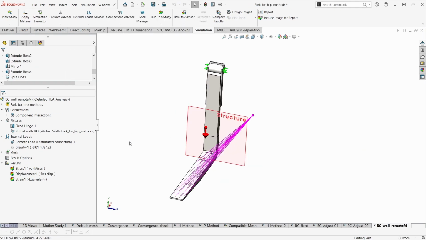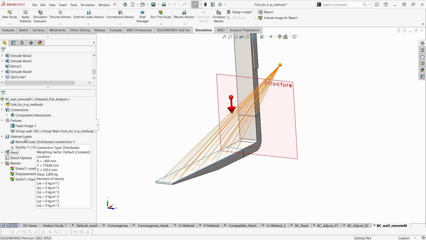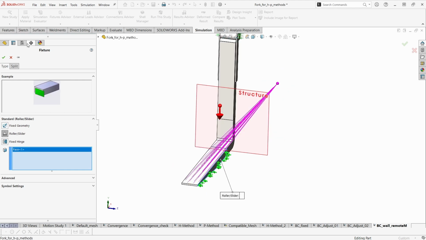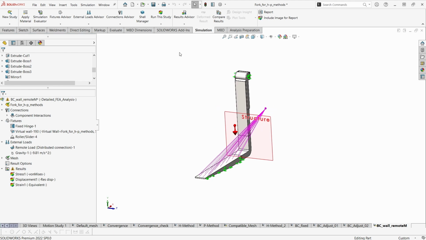What we are going to do now is to restrict the displacement in the transversal direction of this face of the fork. Then I go to fixtures, right click and select roller slider. I will select the internal face of the component and I will click OK to accept this definition. Okay, now let's run this study.